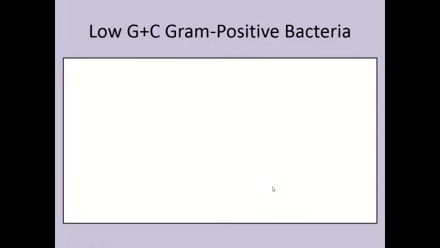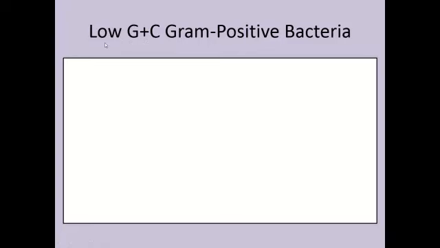Next up, low G plus C gram-positive bacteria. First, let's talk about what we mean by G plus C gram-positive bacteria. You should remember the gram-positive bacteria have a very thick peptidoglycan layer in their cell walls. Then the G plus C relates to guanine and cytosine. So this talks about the percentage of these pairs of nucleotides that these bacteria have in their genomes.